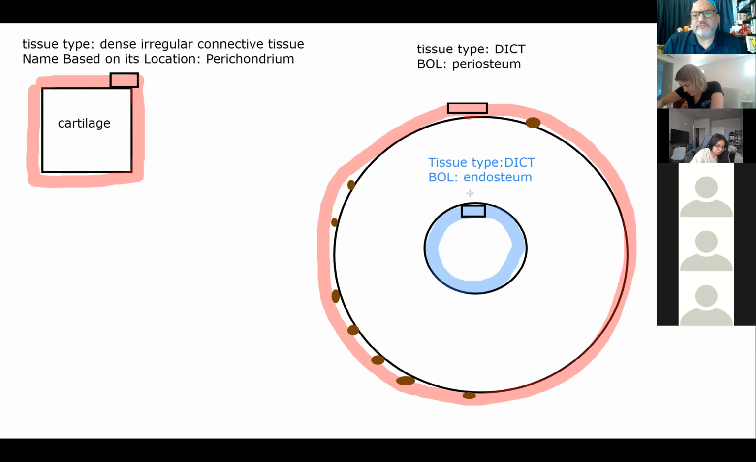There are also osteogenic cells next to the bone underneath the endosteum as well. So these unipotent stem cells, these osteogenic cells, are located under the periosteum and under the endosteum.